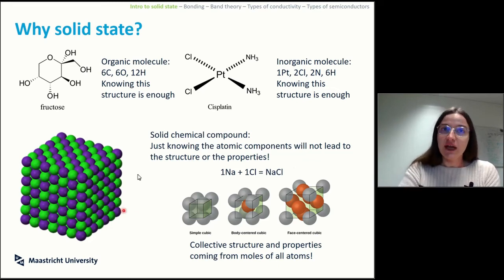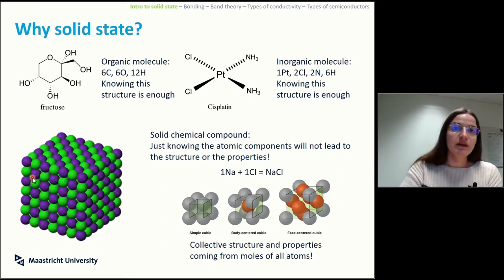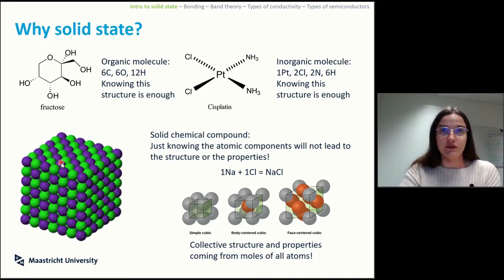It is not going to tell you how they are arranged in space, how will they react to stress, for instance? If you hit it, does it break nicely? Is it very hard? Does it conduct electricity? Is it magnetic? Can you actually melt it at a very high temperature? Or does it melt at a very low temperature?